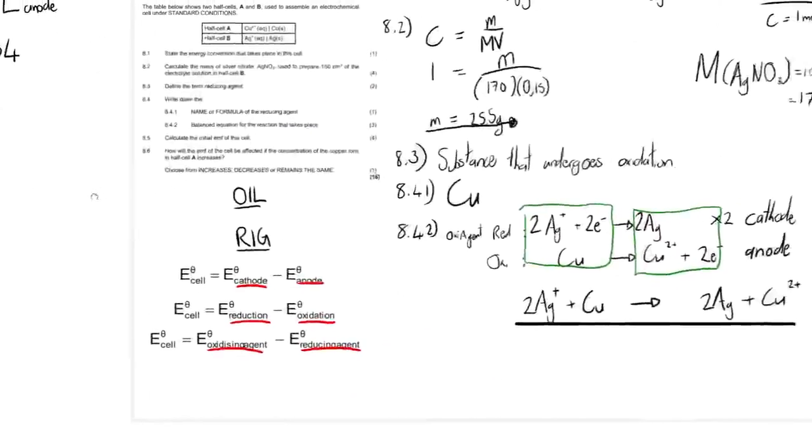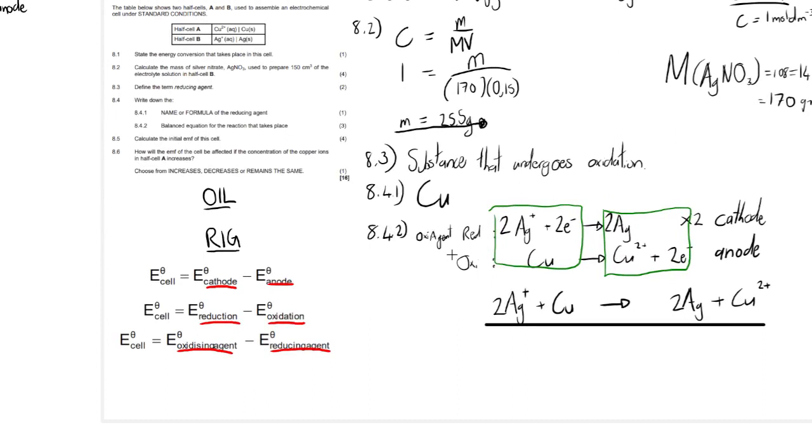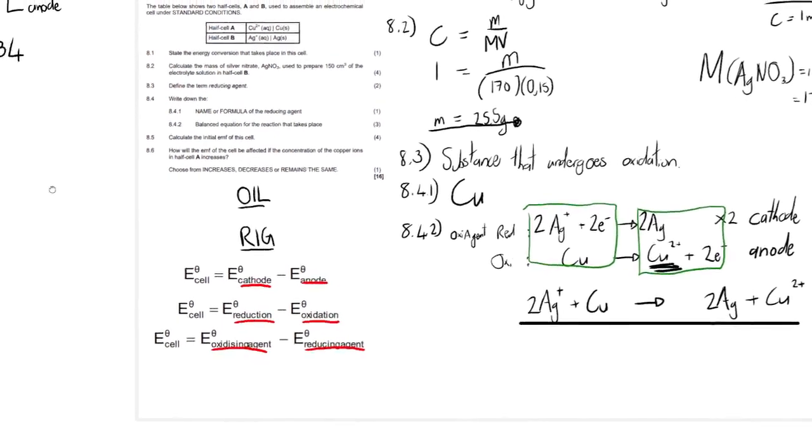What's happening at half cell A? Let's have a look. Half cell A is the oxidation, it's the anode. That's where copper is going to copper ions. So if I'm increasing one of the products, that means I am limiting the forward reaction. Now that's bringing in some ideas from rate of reaction. But if I'm limiting the forward rate of the reaction, that means I'm limiting the oxidation.